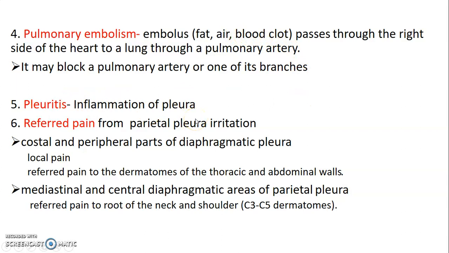Pleuritis is the inflammation of the pleura, and you can have referred pain from parietal pleura. Remember, parietal pleura gets somatic innervation. So for the costal and peripheral surfaces of the diaphragmatic pleura, pain will be referred to the thoracic and abdominal walls. But remember, the central part of the diaphragmatic pleura and the mediastinal part of the parietal pleura are innervated by phrenic nerve C3, C4, C5. So the pain will be referred to the root of the neck and the shoulder. Remember, the shoulder has root value of C5 by the axillary nerve.